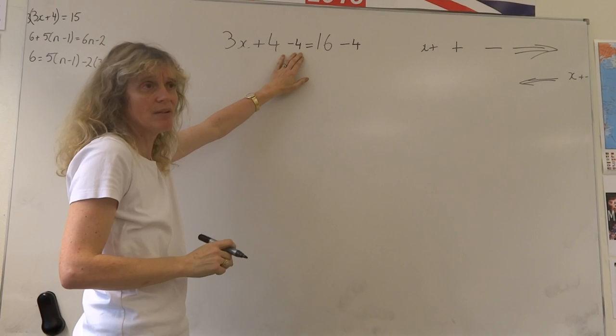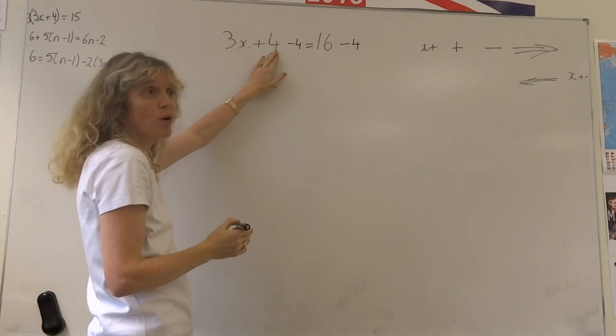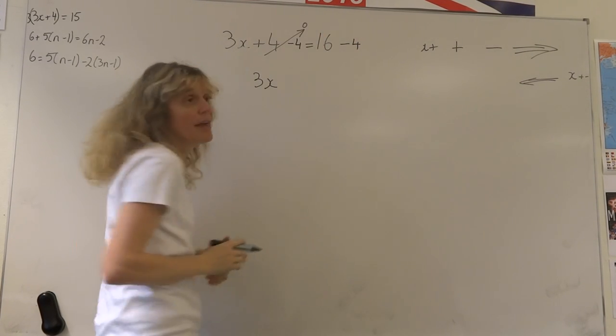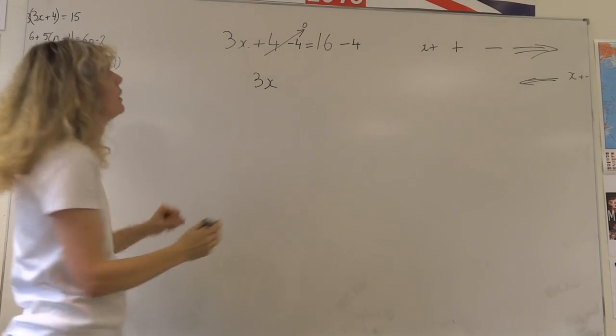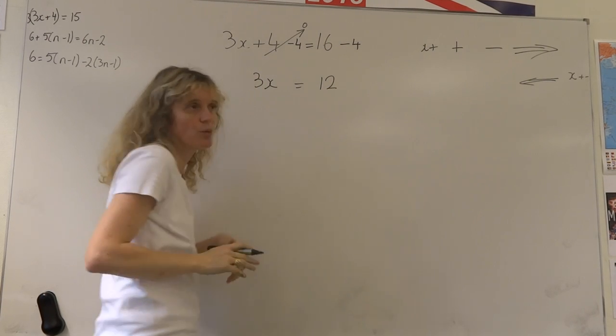4 minus 4 is 0. So it means that I basically move this plus 4 over to the other side. There's nothing there anymore on the left-hand side, except for my 3x. I then have equals 16 minus 4, which equals 12.